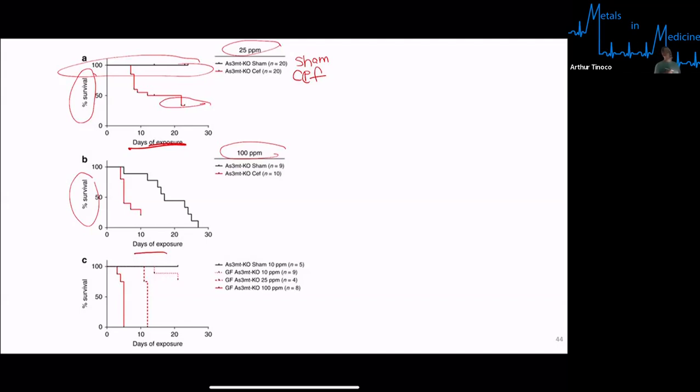So what do we see at 100 ppm? All right, so Brenda, since you're back, 100 ppm, we're looking at survival. Are the mice dying without the treatment of the antibiotic? Just the sham. Are they surviving or are they dying?